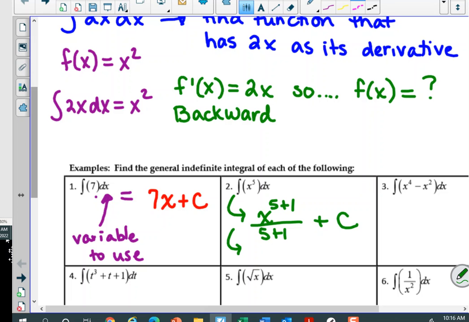Or, let's make it prettier. How about x to the 6th over 6 plus c.